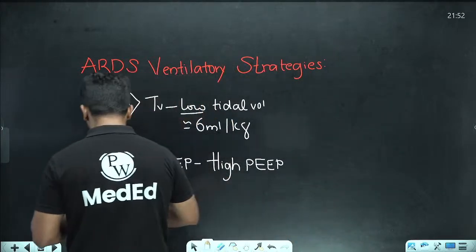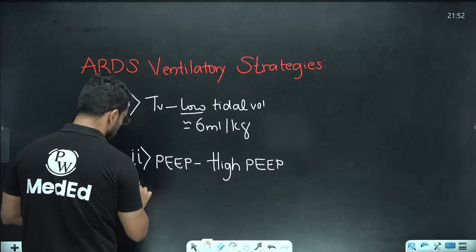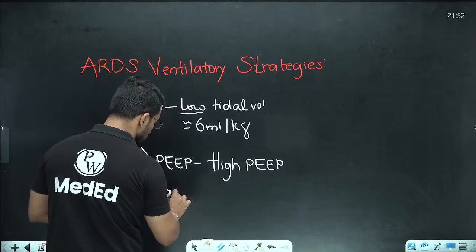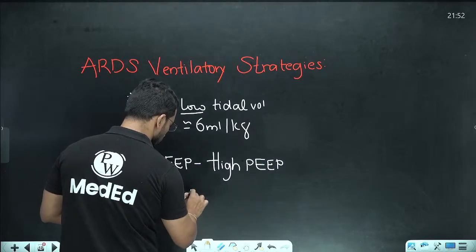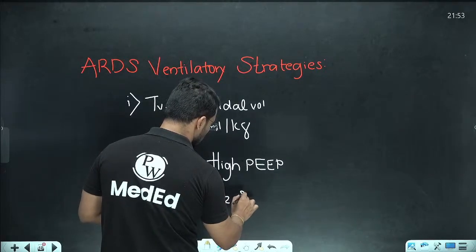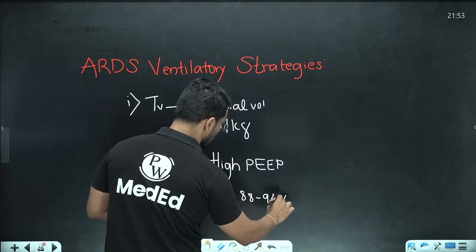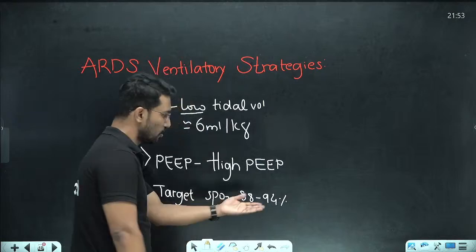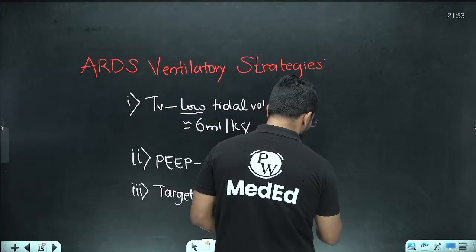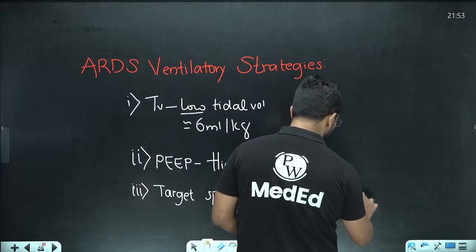So we follow the high PEEP strategy. Okay. Then the third parameter that you need to remember here is you have to have a target SpO2 and FiO2. Target SpO2 will be 88 to 94%. You can keep a slightly higher, maybe 90 to 94%, and achieve this with as little oxygen as possible. So give FiO2 less than 60%.